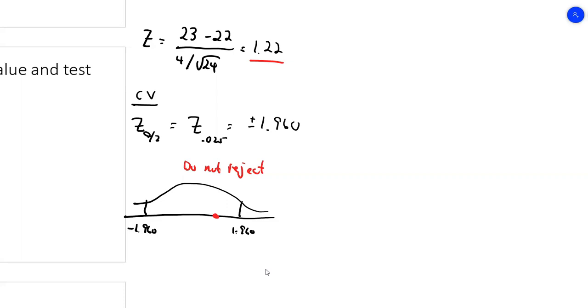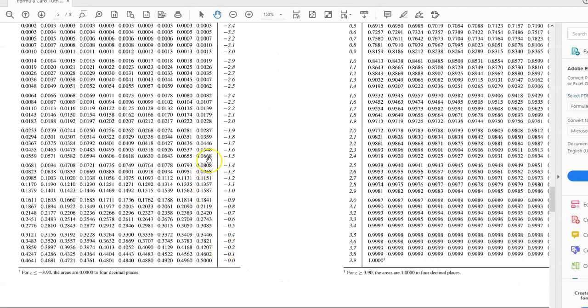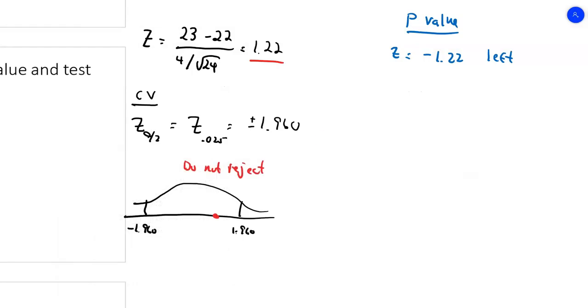All right, what does this look like if I were doing a p-value approach? So for a p-value approach, take that z equals, in fact, I'm going to do z equals negative 1.22 and find the area to the left of that. So negative 1.22, I get 0.1112. But remember, that's the area on the left. This thing is two-tailed, so there's an area on the right that's equal to that. So the p-value is double that.